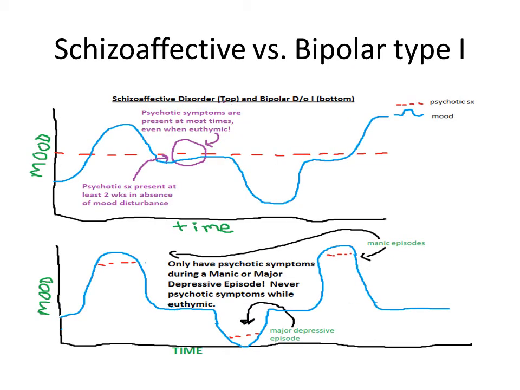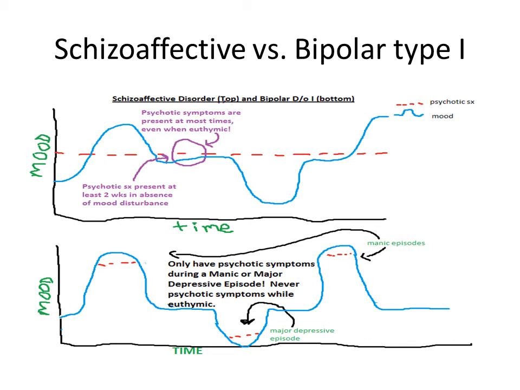Again, remember this diagram from the psychotic disorders lecture. You have schizoaffective disorder on the top and bipolar on the bottom. Just to remind you of the difference between the two, schizoaffective has psychotic symptoms this whole time, and they have this mood.